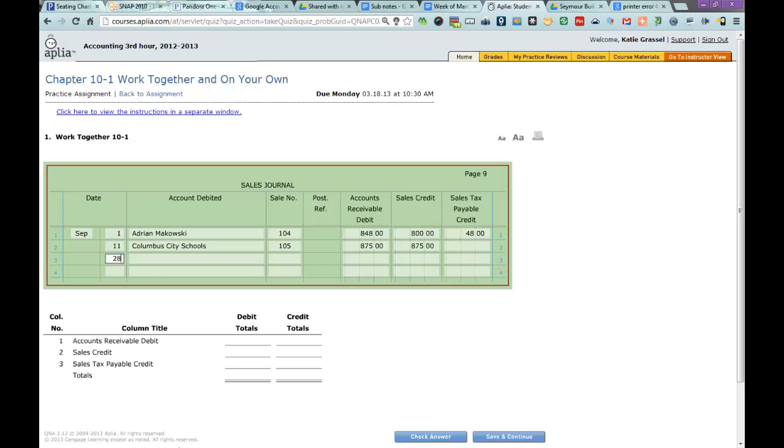On the 28th, we sold merchandise on account to Swiss Delight, $1,460, plus sales tax of $87.60 for a total of $1,547.60. There's cents on there. Don't miss your cents. So, how much does Swiss Delight owe us? Okay. The amount of product is $1,460 and the amount of sales tax is $87.60.